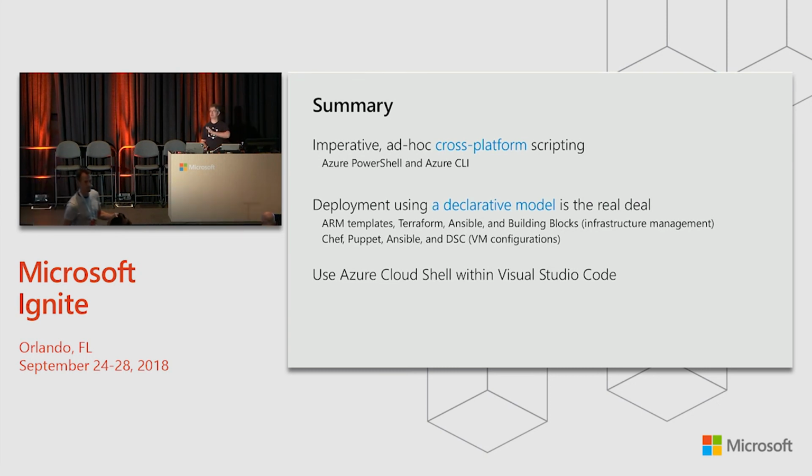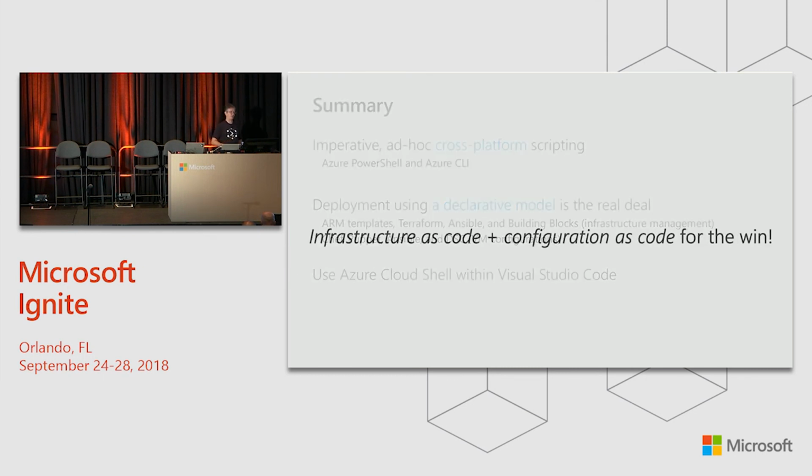OK, so, summary: for imperative ad hoc cross-platform scripting, use Azure PowerShell and Azure CLI. For deploying using the declarative model, we have a couple of choices: ARM templates, Terraform, Ansible, building blocks for the whole infrastructure management. For VM configurations: Chef, Puppet, Ansible, DSC. Again, Azure Cloud Shell within Visual Studio Code is the best working environment on Windows 10 and others, or Mac or Linux. Really, this is just amazing. So infrastructure as code plus configuration as code for the win. That's the way you provision your infrastructure.